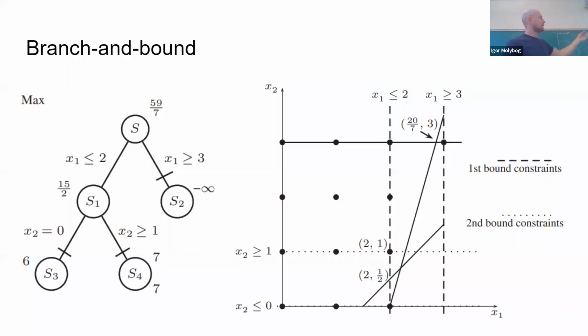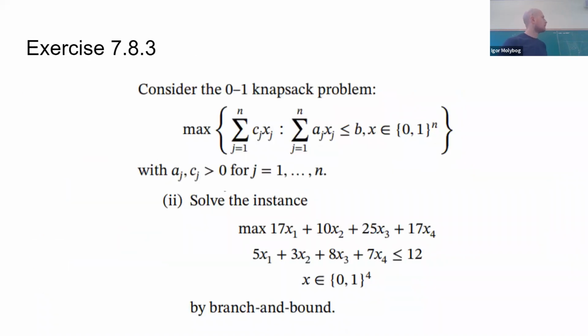And that brings us to the following eventual tree of branch and bound, and this is basically how the solution should look like. This finishes our consideration of this problem.